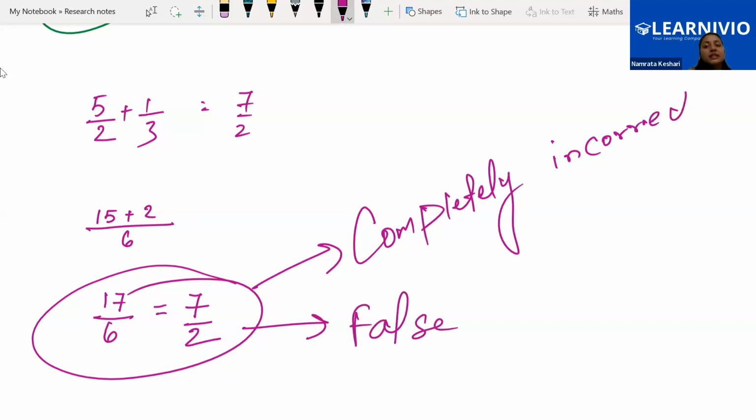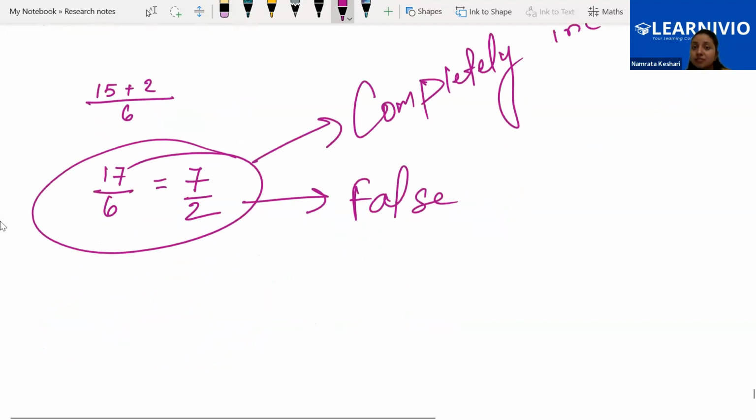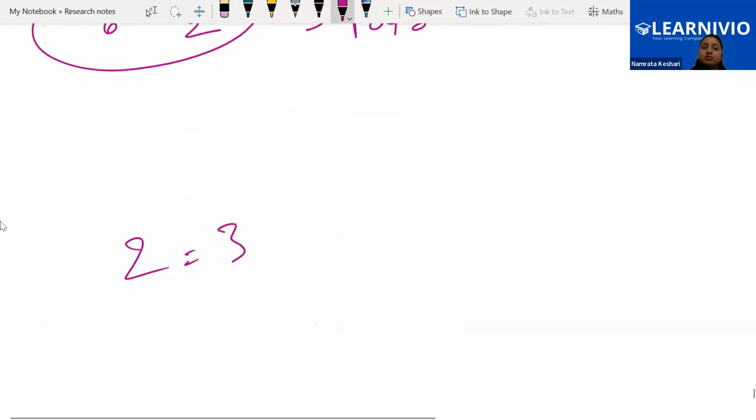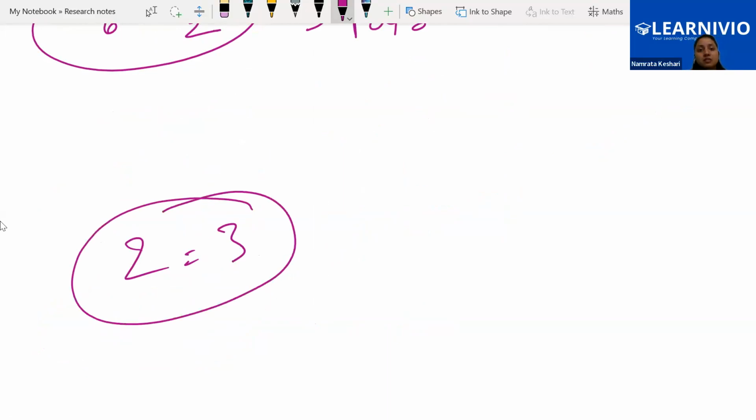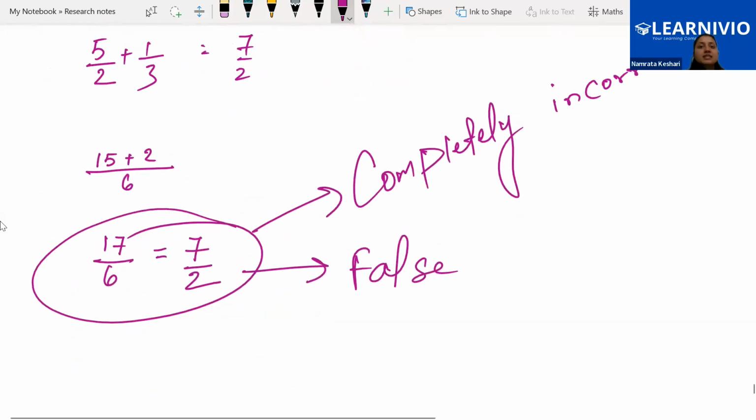In mathematics, never ever will we say that 2 is equal to 3. Whenever we land at this type of conclusion, that means it is invalid, it is false, it is incorrect, or we have made a mistake. So 2 equals 3 is incorrect. 2 is a different number, 3 is a different number. Are 2 and 3 the same? No, they are not the same. Similarly, 17 by 6 and 7 by 2, these two fractions are not at all the same.